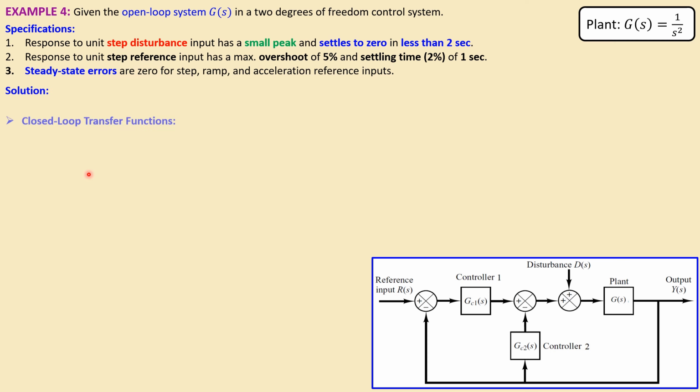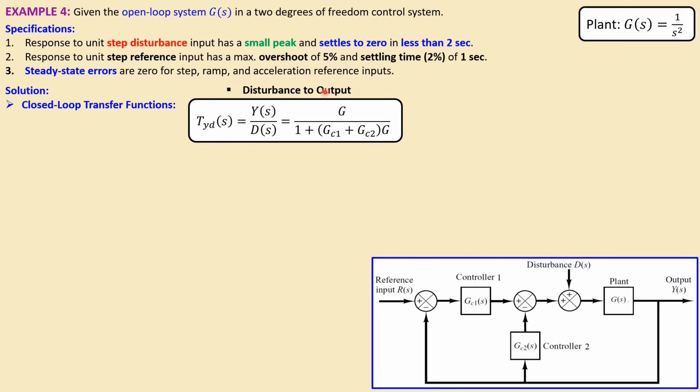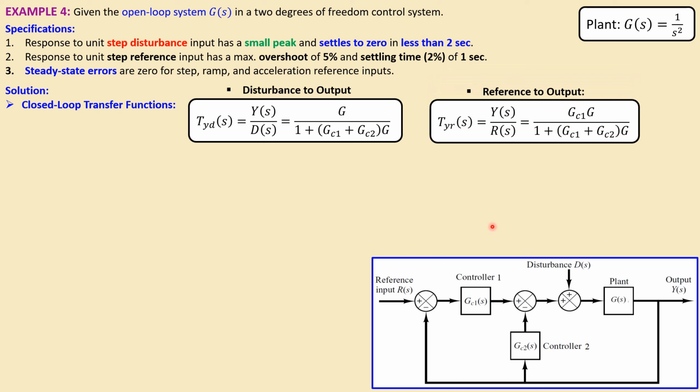So let's look at the solutions. Again, we start with the closed loop transfer function. First the disturbance to output, so only considering the disturbance. This will give you this expression: the plant over 1 plus the controller combination times the plant. So this is again the characteristic equation. And if I look at the reference to output, so only considering R, so no D, then you will get this expression. Again, a similar expression to what we have seen in the previous examples.